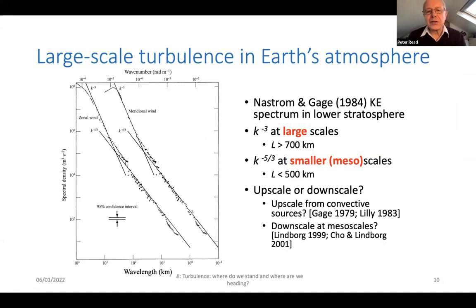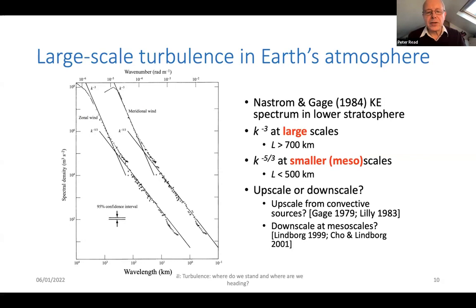So what they found is that the k to the -3 steep spectrum was found at large scales, length scales greater than 700 kilometers or so, whereas the -5/3 spectrum was found at the rather smaller scales, scales smaller than 500 kilometers. Now that's all very well, but what does that actually mean in terms of the sense of any turbulent cascades that were taking place?